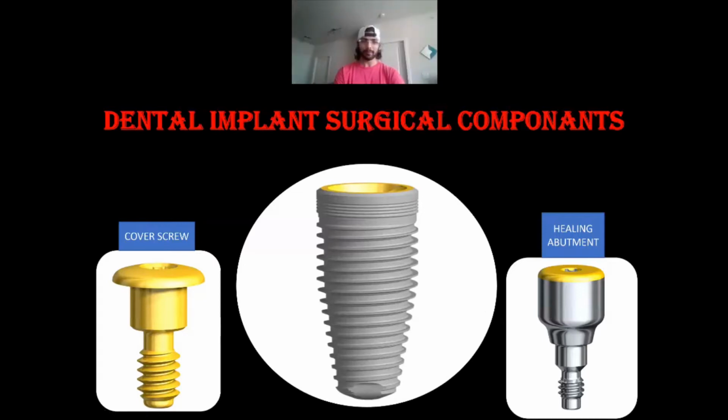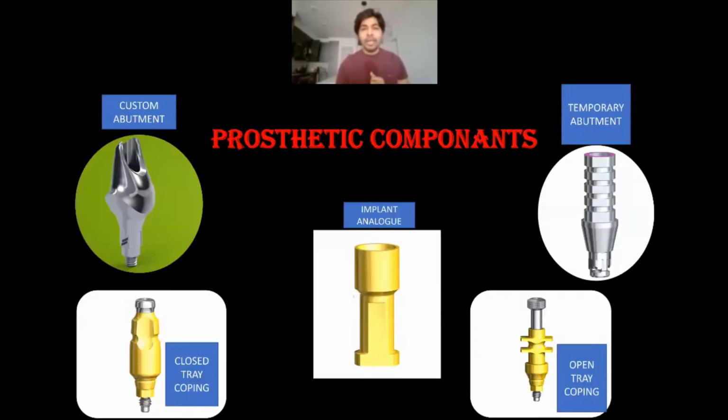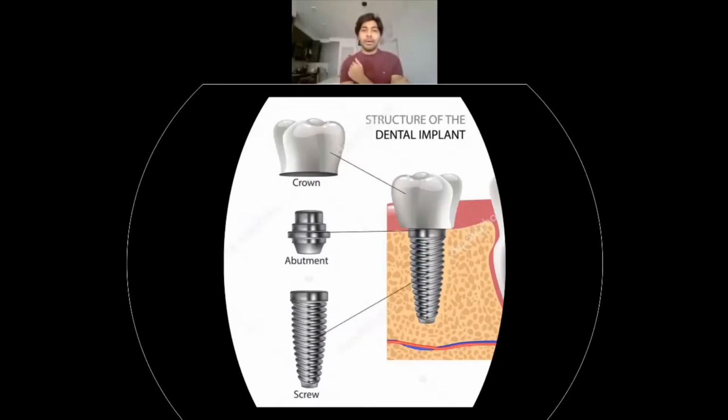So basically, before starting the implant placement, I will be discussing the implant surgical components and then the prosthetic components. In the surgical component, as we know, we have the implant body, along with the healing abutment and cover screws. In the prosthetic component, we have impression copings, which are open tray and closed tray impression copings. We have analogs, abutments, and finally crowns. This is basically the gist of implant dentistry. The implant body goes into the jawbone, on top of that we have the abutment, and finally the crown.